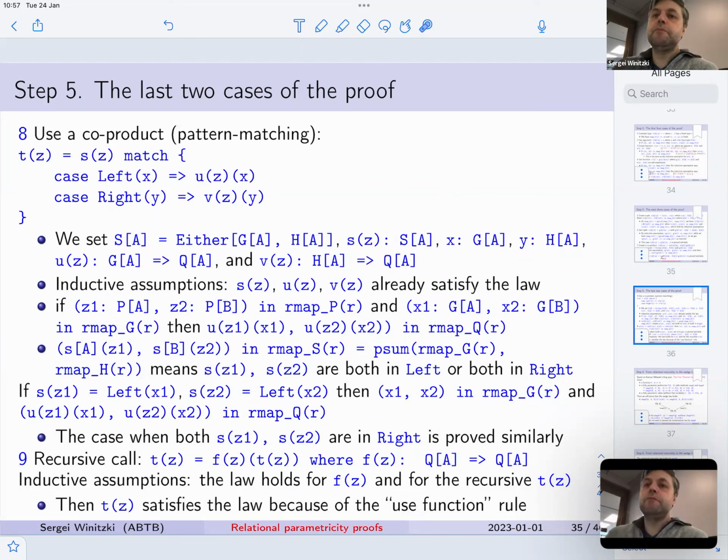So this completes the proof of all 9 cases, which we have for fully parametric code. And this proof says that whenever you have fully parametric code, that will satisfy the relational naturality law.